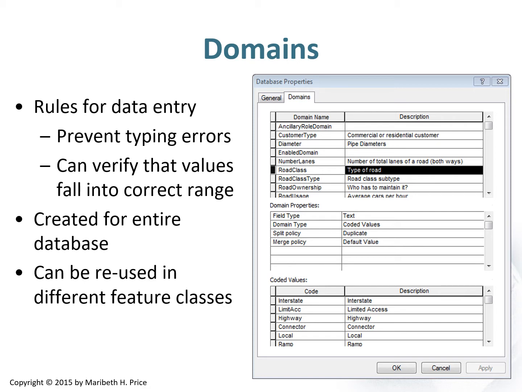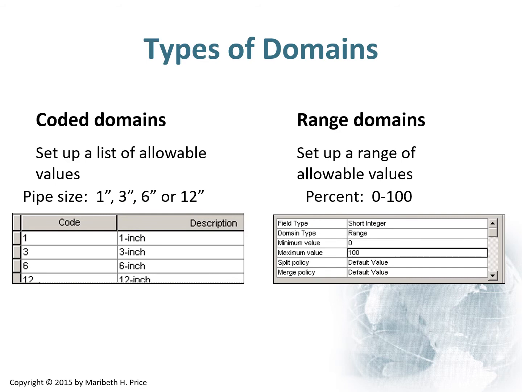So if, for example, you have all this road or sewer or water line information, you can set all that up in the database, and then as you create files in the database, you can simply apply these rules, and it makes it seamless and accurate data entry. So we have two types of domains: coded domains and range domains.